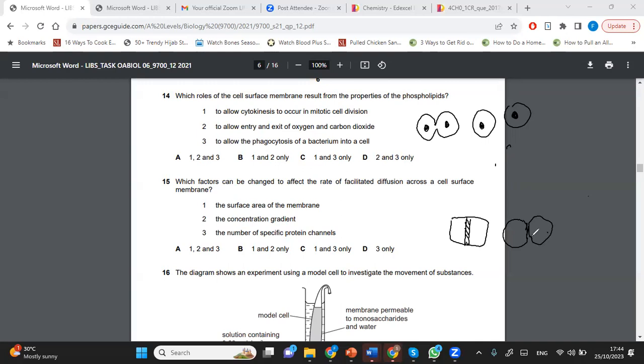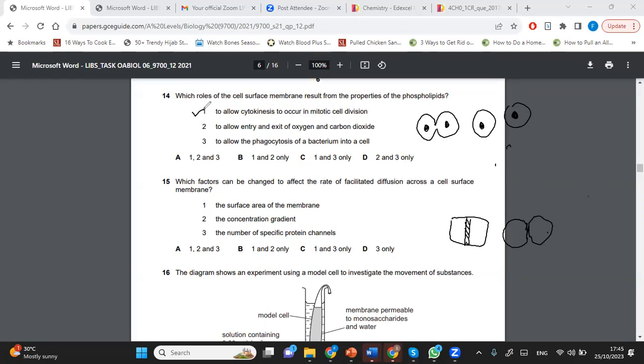Now, to allow entry and exit of oxygen and carbon dioxide. So, your oxygen and carbon dioxide are able to enter the cell and they're able to leave the cell. Along with that, to allow phagocytosis of a bacterium into a cell. So they allow the phagocytosis to occur. I will let you know that number one is correct. The reason I'm telling you guys number one is correct is because you've not done cytokinesis. I don't expect you to know the answer. Number one, I'm telling you right now is correct.